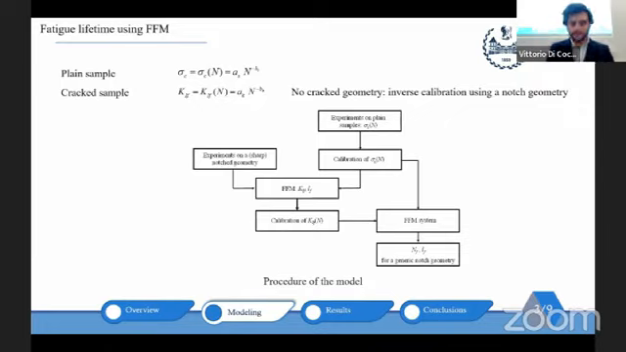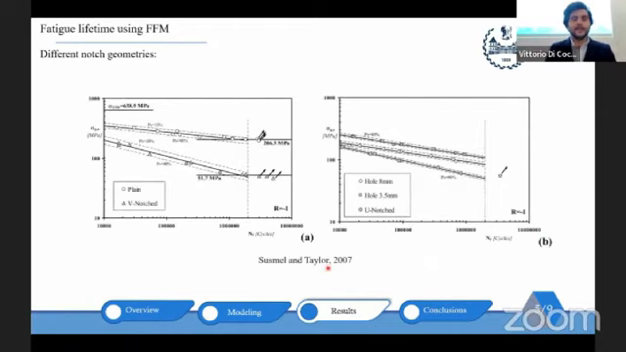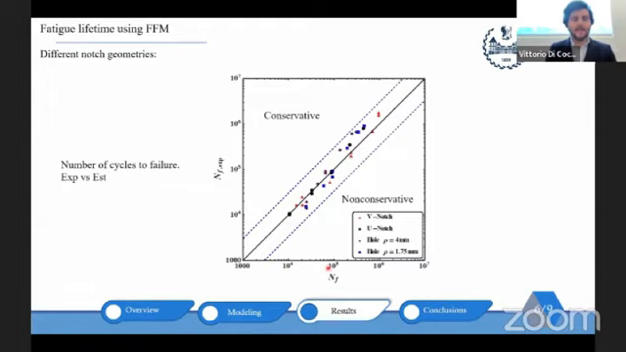So the first set of experimental data that I used to validate the model consists of different notch geometries, and the material is steel, and the loading condition is R equal to -1. It's a tension compression loading condition. Here you can see the related SN data for the notch samples. And here are the estimations by the model.